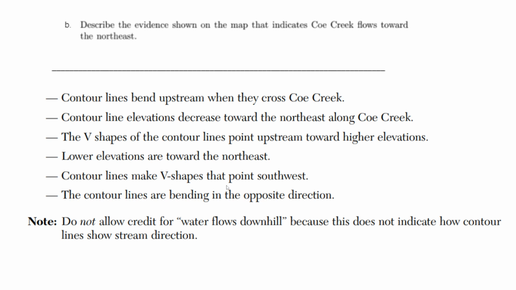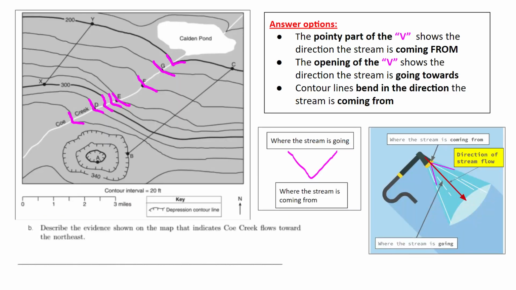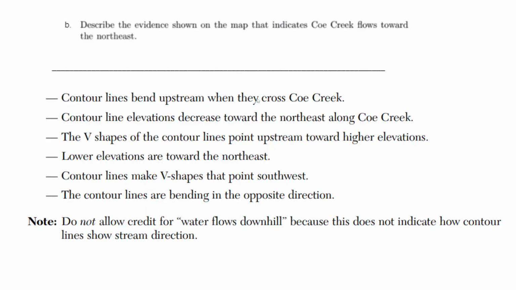Contour lines make V shapes that point southwest. Contour lines are bending in the opposite direction. Just don't say water flows downhill, because that doesn't give us more specifics on how the contour lines show it. If I'm looking closer, I see these V shapes right here. These are much easier answer options.